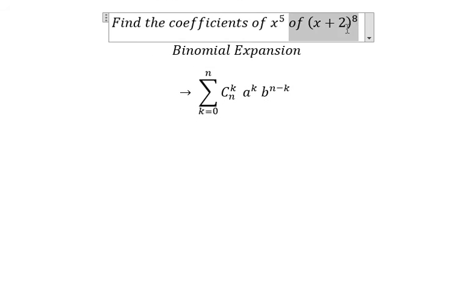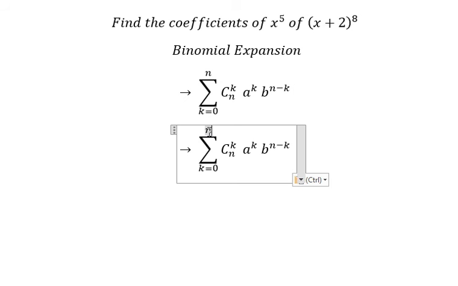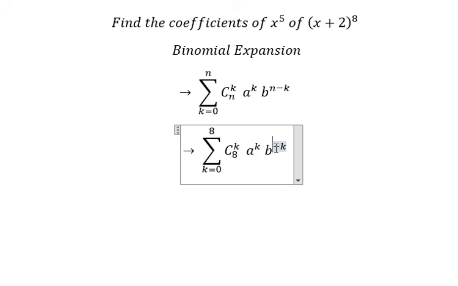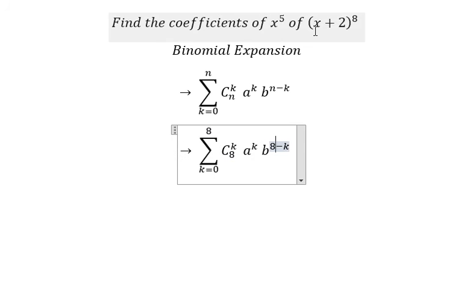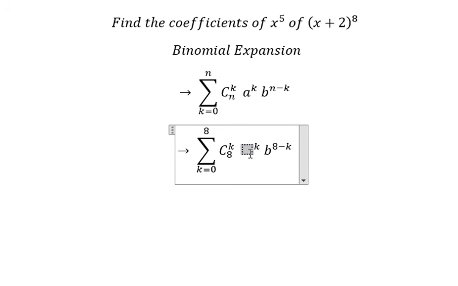So in this situation, n is 8, a is s, and b is 2. So we change n to 8 in here, 8 in here, 8 in here. s, I will put this one here. Number 2, I will put this one here.